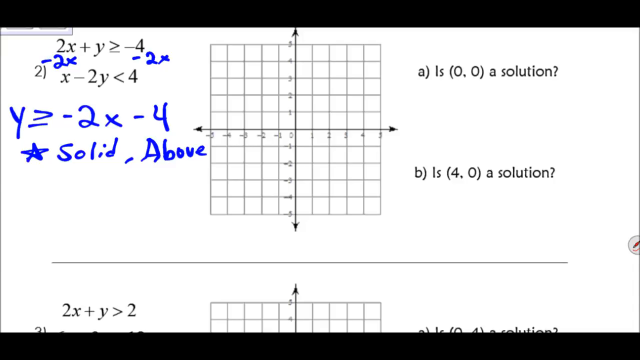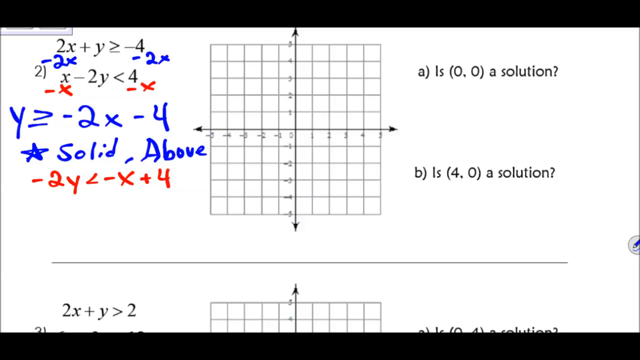The second one I have to do a little bit more. My first step is kind of the same. I'm going to subtract that x over to the other side. That gives me -2y is less than 4 minus x. Actually, I'm going to rearrange that. I'm going to put the negative x in front: negative x plus 4.